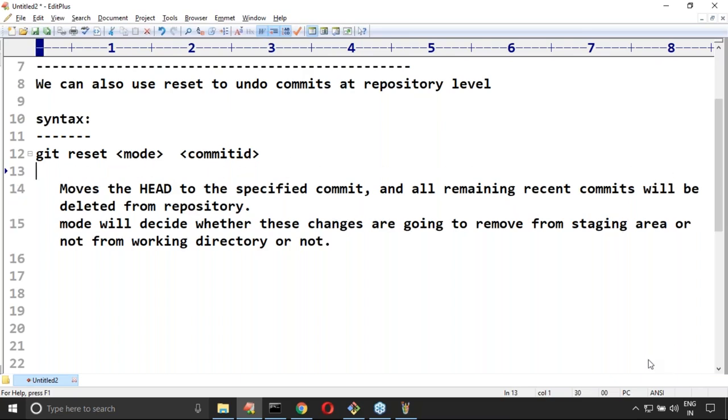Yes, Viraj is asking whether the deletion is permanent or not. Yes, permanent deletion only in the repository. Permanently, sir, the commits will be deleted. I will show practically, don't worry at all.